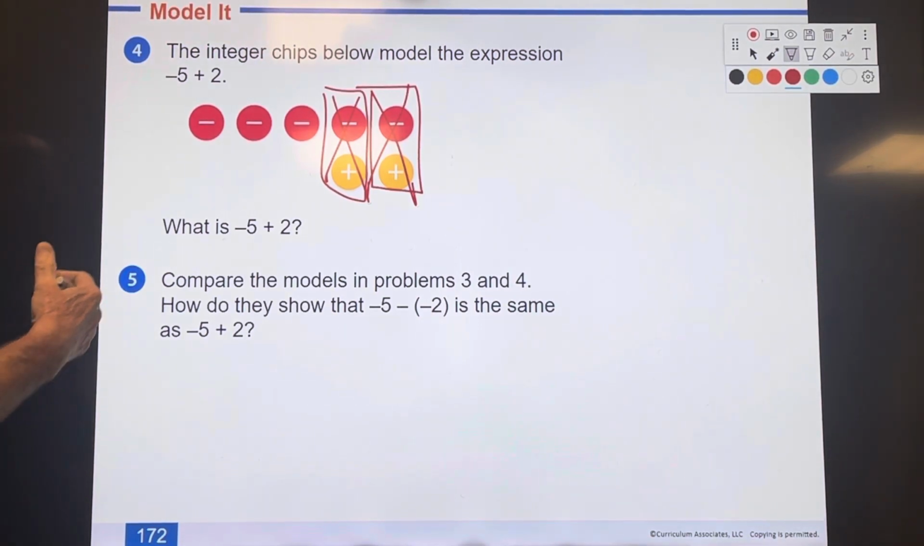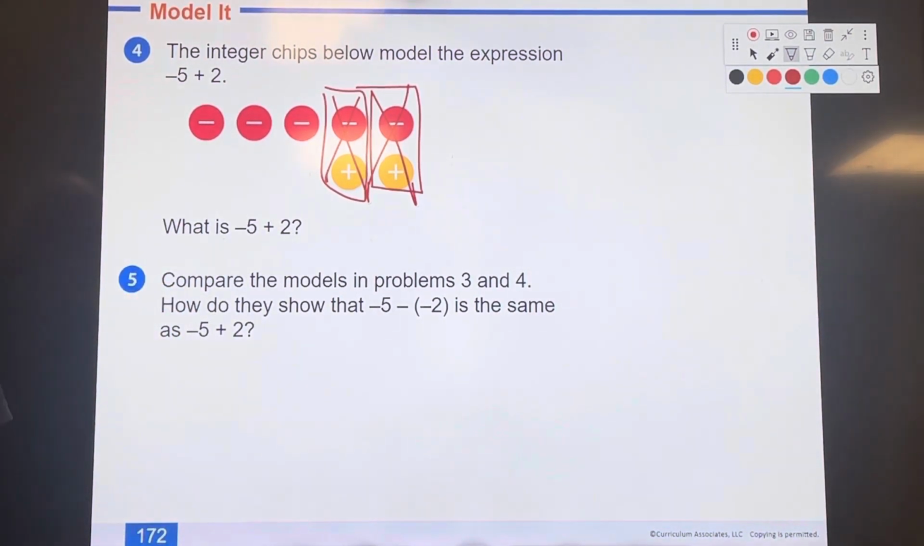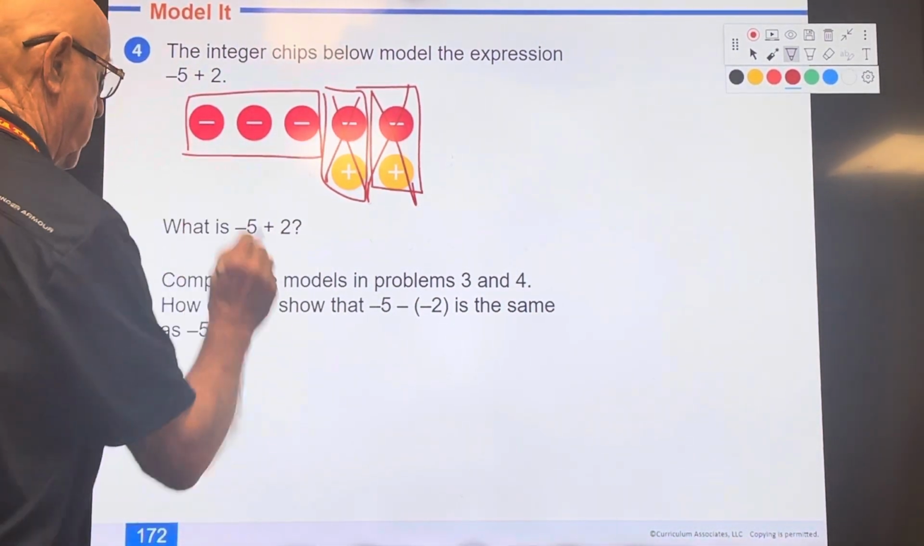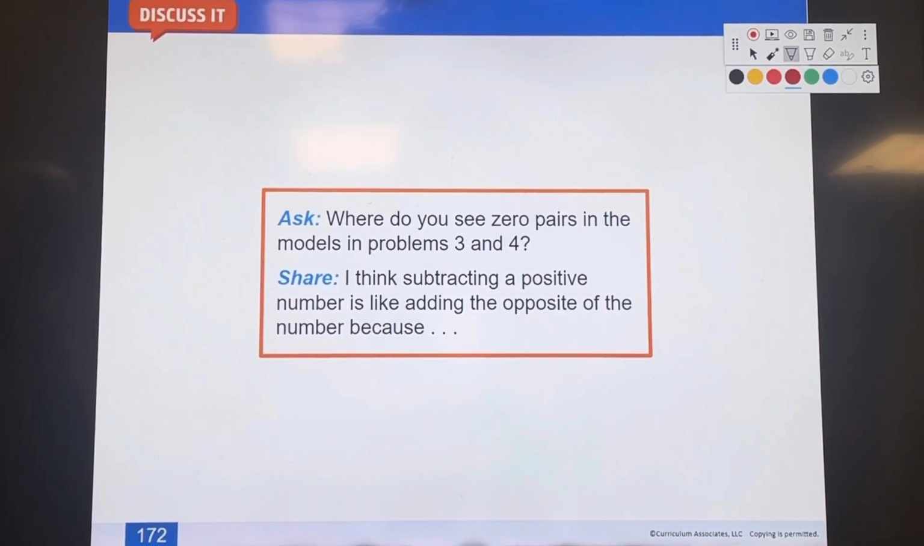So we compare the models in problems 3 and 4. How do they show that -5 minus -2 is the same as -5 plus 2? They show that by both of them having 3 negatives remaining, right? So that's how those 2 different models show the same answer. All right.